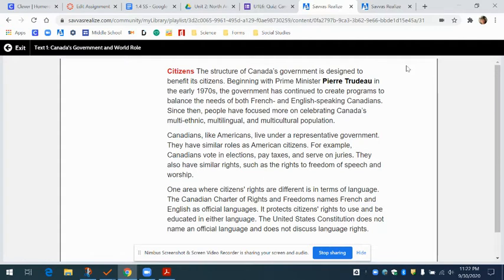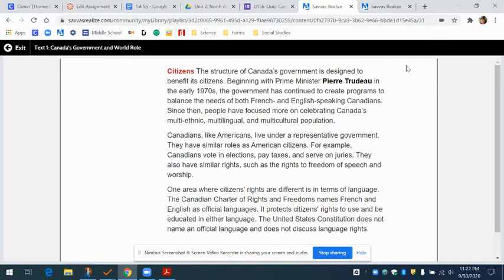Canadians, like Americans, live under a representative government. They have similar roles as American citizens. For example, Canadians vote in elections, pay taxes, and serve on juries. They also have similar rights, such as the rights to freedom of speech and worship.